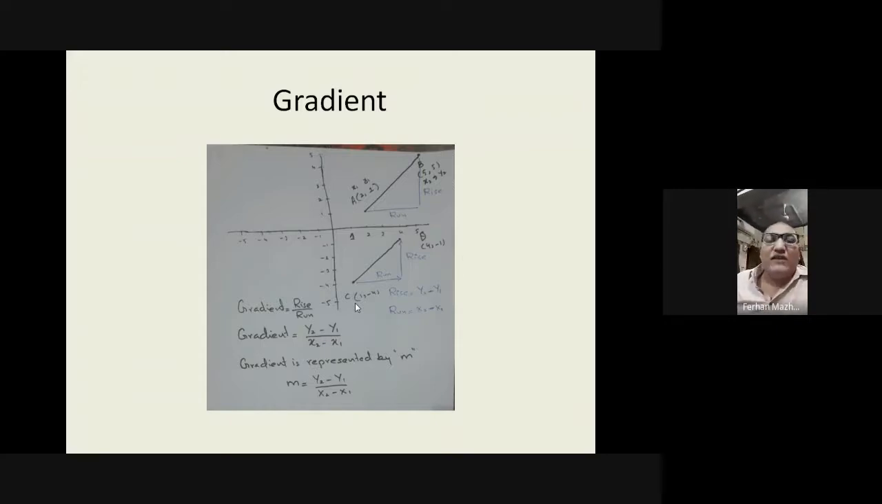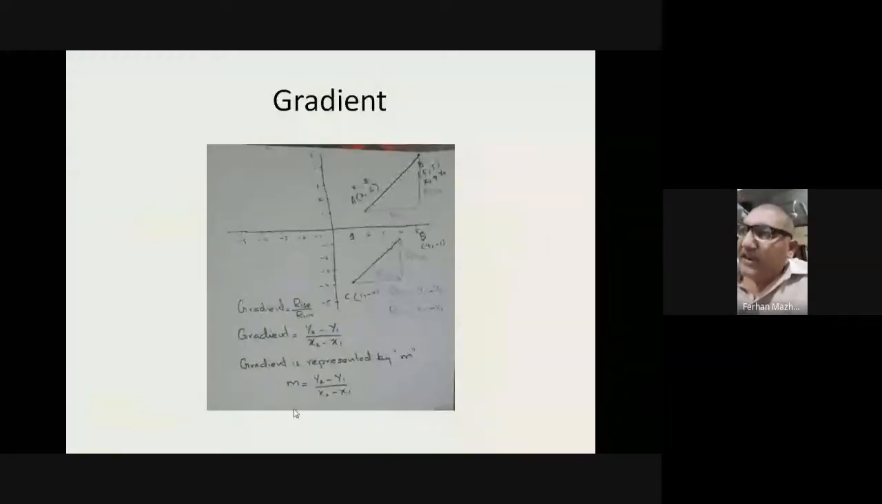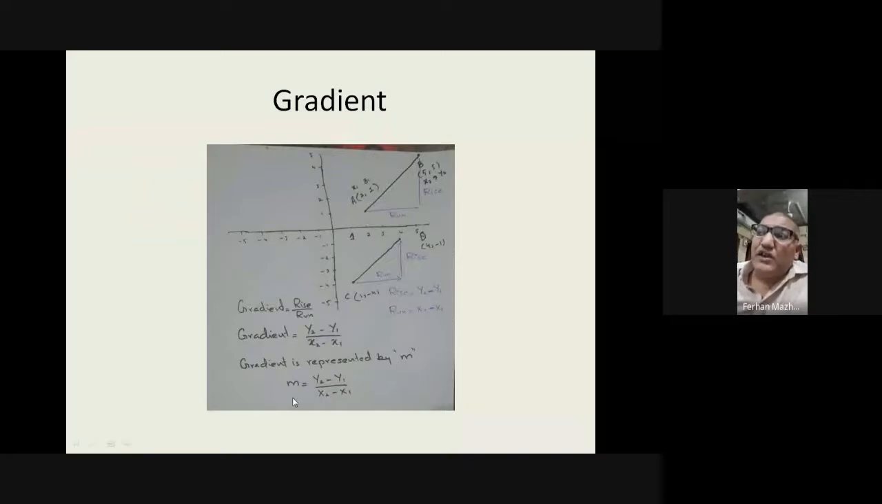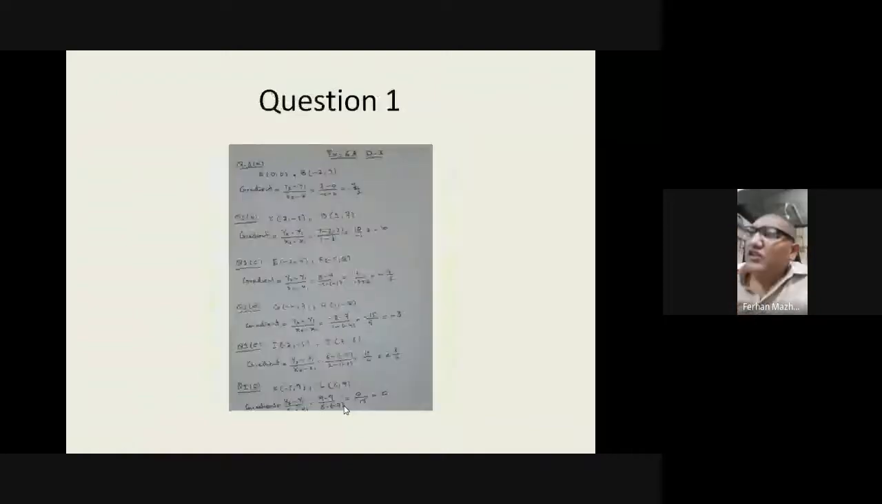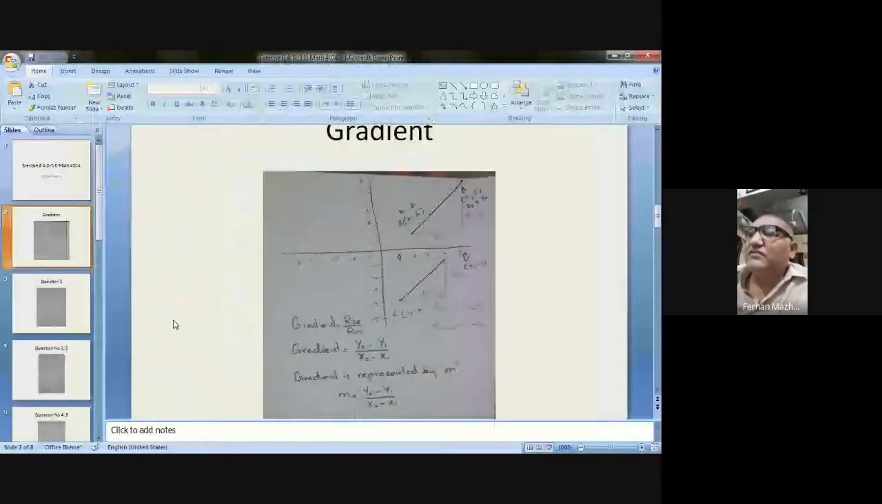And the gradient formula which we will be using here is actually the same formula, but its shape looks a little different. The formula is famous: y2 minus y1 divided by x2 minus x1. The gradient formula is y2 minus y1 divided by x2 minus x1. The gradient is represented with the small m. M equals y2 minus y1 divided by x2 minus x1. M is the symbol which is used for representing the gradient. Okay. So here on your screen, you can see the question number 1 is showing up, and I can show you the question 1. Let me show you the question number 1.